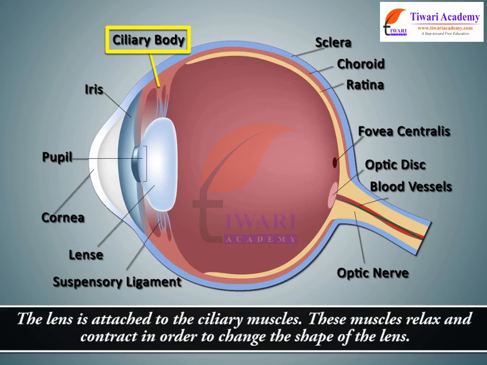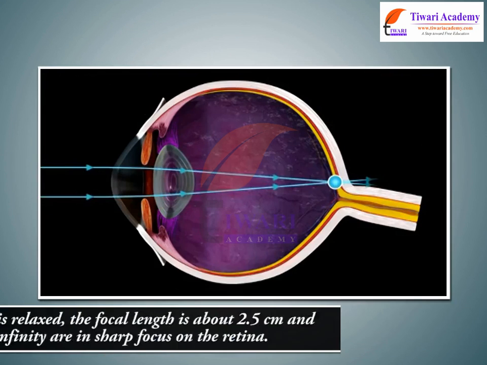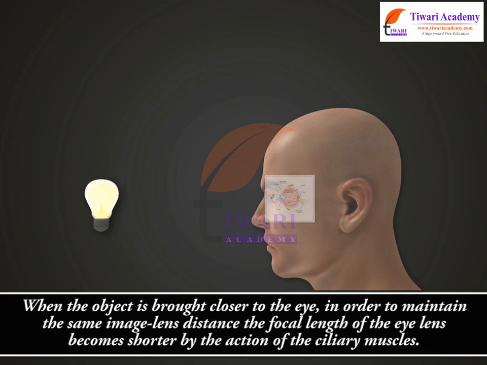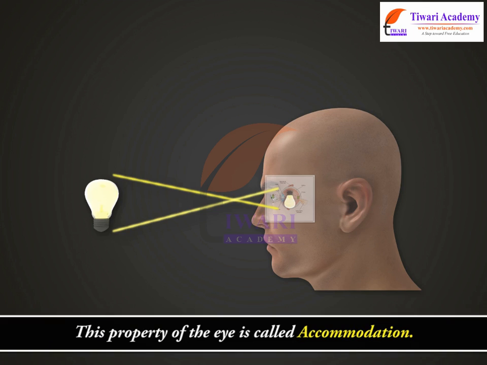The lens is attached to the ciliary muscles. These muscles relax and contract in order to change the shape of the lens. When the muscle is relaxed, the focal length is about 2.5 cm and objects at infinity are in sharp focus on the retina. When the object is brought closer to the eye, in order to maintain the same image lens distance, the focal length of the eye lens becomes shorter by the action of the ciliary muscles. This property of the eye is called accommodation.